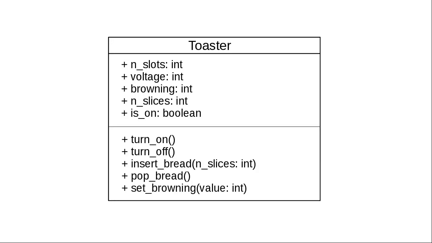Then, you list the methods of the class, the things that an object can do. If we had a robotic toaster, it could turn on, turn off, insert slices of bread, pop them out, and set the browning levels. Again, the plus signs mean that these methods are available to anyone using our class, and you specify the data types of the parameters and the method return values.